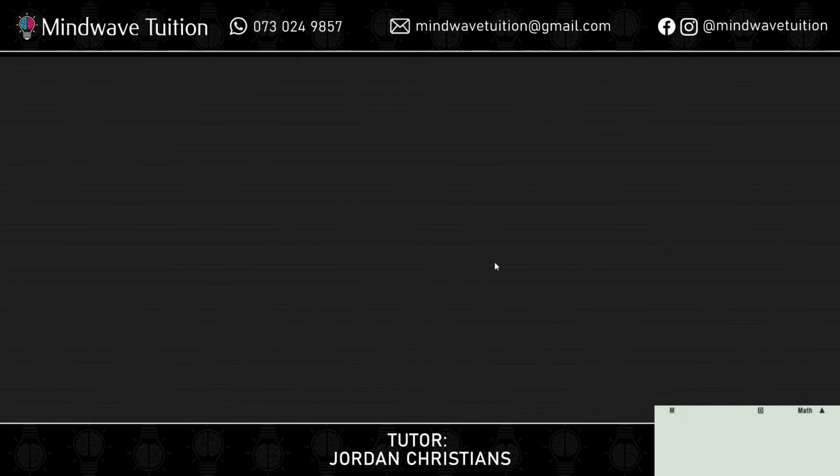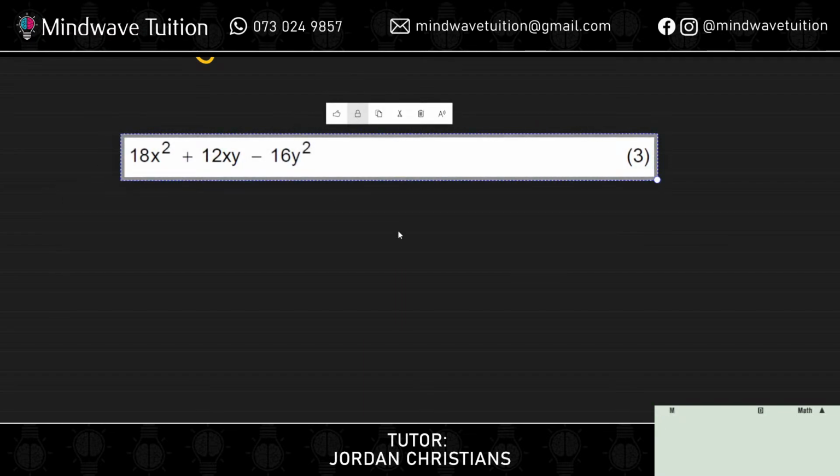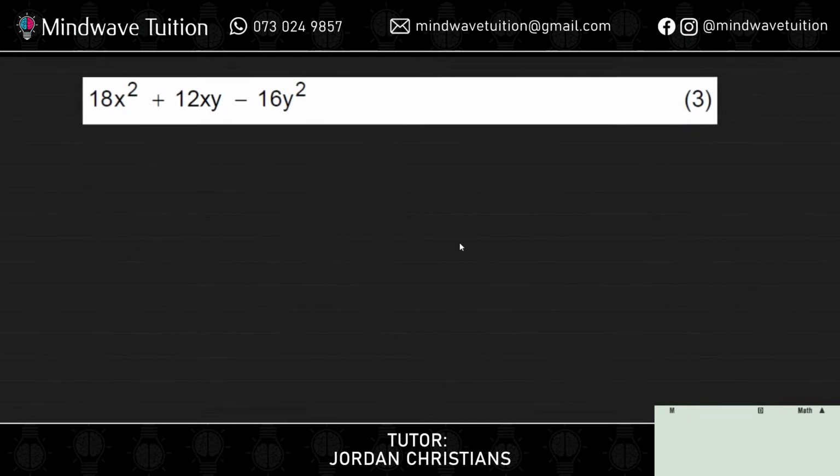Okay, so let's do another trinomial where we have a variable in both the first and last term. Here we have 18x to the power of 2 plus 12xy minus 16y to the power of 2.